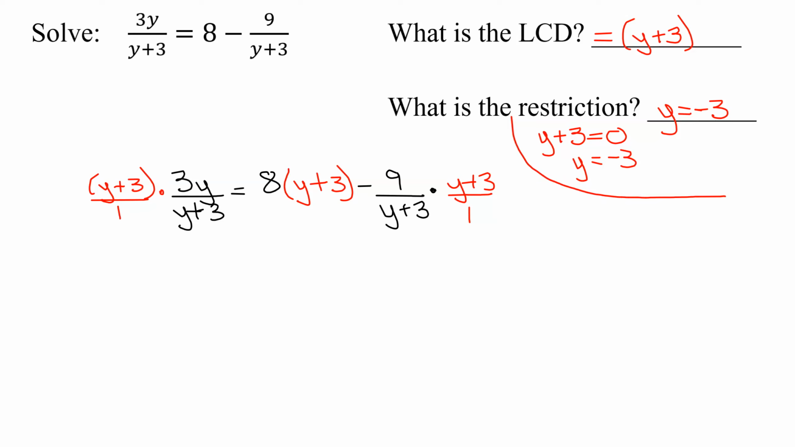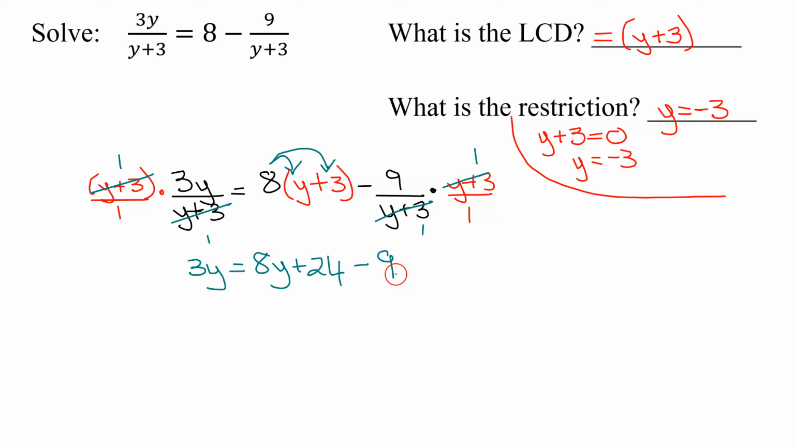So now I'm ready to reduce and simplify. On the left-hand side, my y+3's reduce, and I just get left with 3y over 1, which is just 3y. On the right-hand side, I'm going to have to distribute the 8 in, so I get 8 times y is 8y, 8 times 3 is +24. And my last term, the y+3's reduce, and I just get left with -9 times 1, which is 9 over 1 times 1 is 1. So now I've cleared all my denominators.